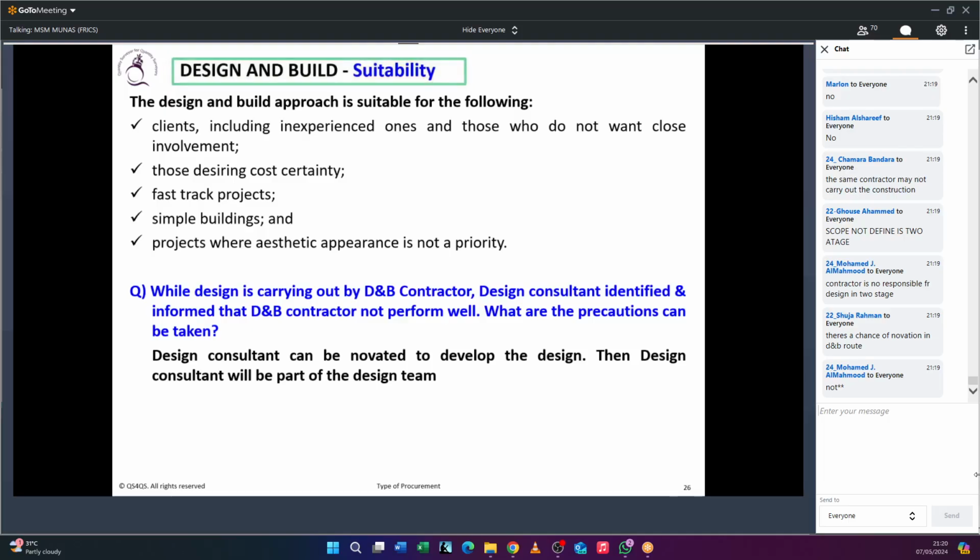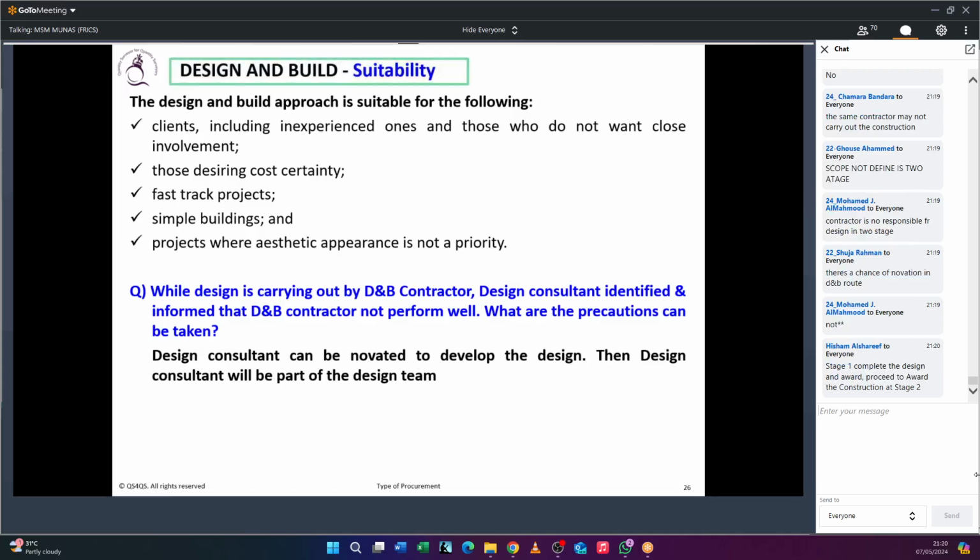Yes, you are right. Not fully defined. Yes, there's no employer agreement. Yes, you are right. That is good. There's a change of novation in the design build. Yes, there's no novation story in the two stage, right? Two stage, there's a pre-contract service agreement only, not novation.